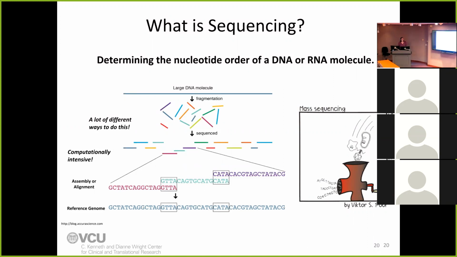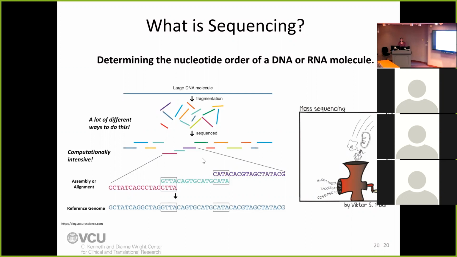Okay. A few quick slides on what sequencing is in general. It's determining the nucleotide order of the DNA or your RNA molecule, whatever you happen to be measuring. And so you have your large molecule, and then you break that up into small fragments, and there's a lot of different ways to do that. And then those are sequenced, and you get your computational sequences out, which then have to be aligned to your genome. And that's computationally intensive.